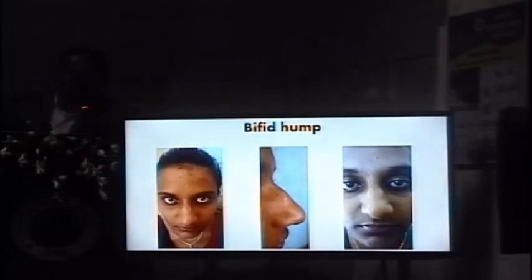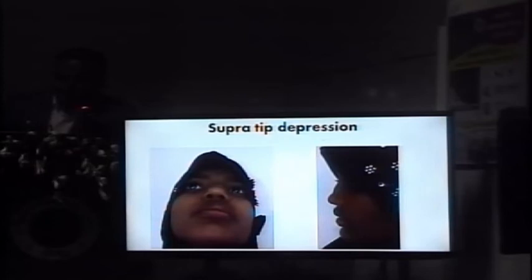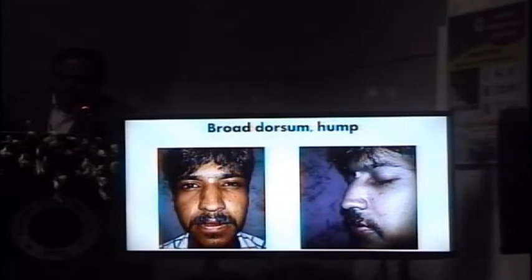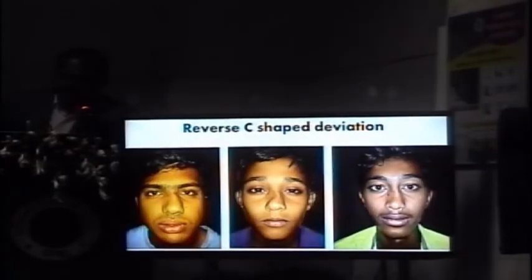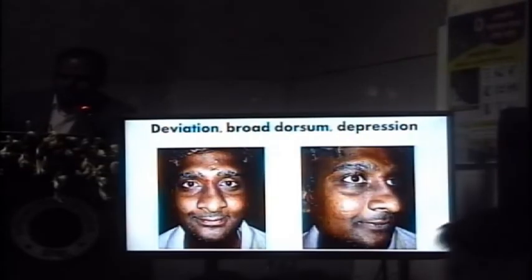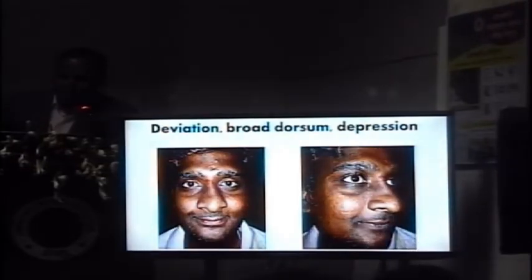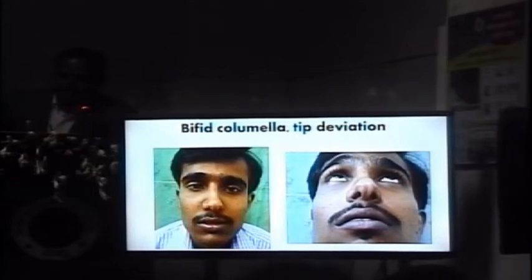The patients are relatively easygoing and they have less expectation, and you can give a better nose when compared to the complicated noses. Okay, and this is supratip depression, then deviation, broad dorsum. In this case you can just remove the hump and do medial and lateral osteotomy, and you can give a good result. Okay, the small nose and the deviation of the nose, again broad dorsum and depression, the bifid columella.